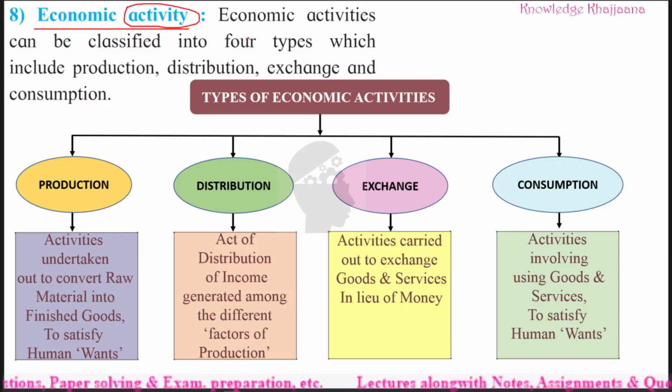Now, which are the acts? Which are the behaviors? Which are called as economical behavior? The behaviors which are called as economical behavior, those are called as economic activities. See, economic activities can be classified into 4 types. Okay, there are 4 types of economical activities, which include production, distribution, exchange, and consumption.